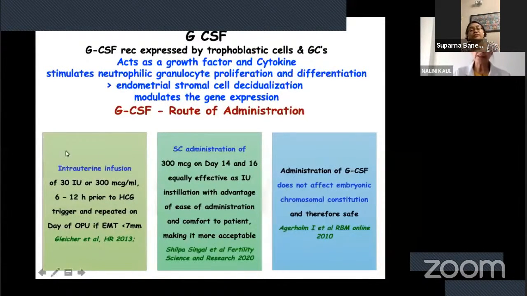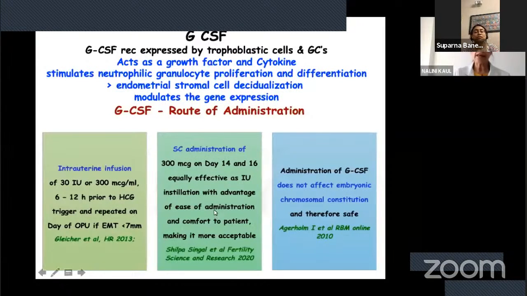It is given either as an intrauterine infusion, where 30 international units or 300 micrograms are given, at least in this study, 6 to 12 hours prior to HCG, and then again repeated on the day of OPU. Another study suggests that you can just give subcutaneously 300 microgram on day 14 and 16, and it's as effective.